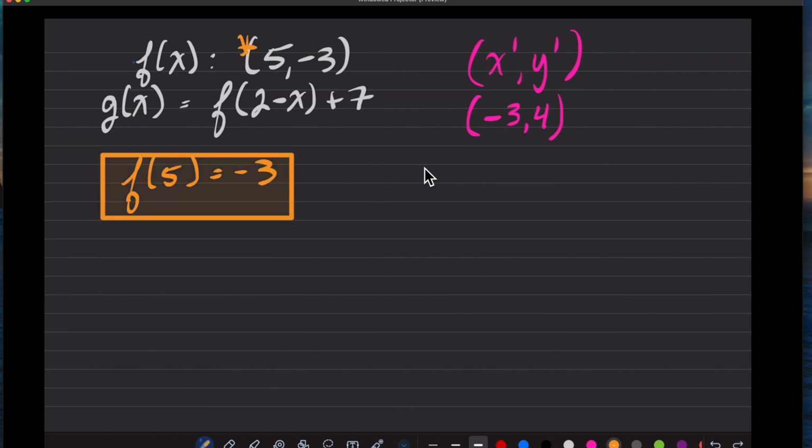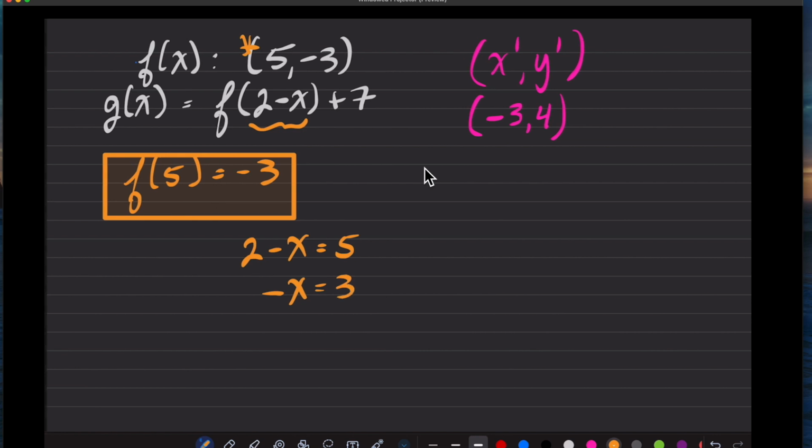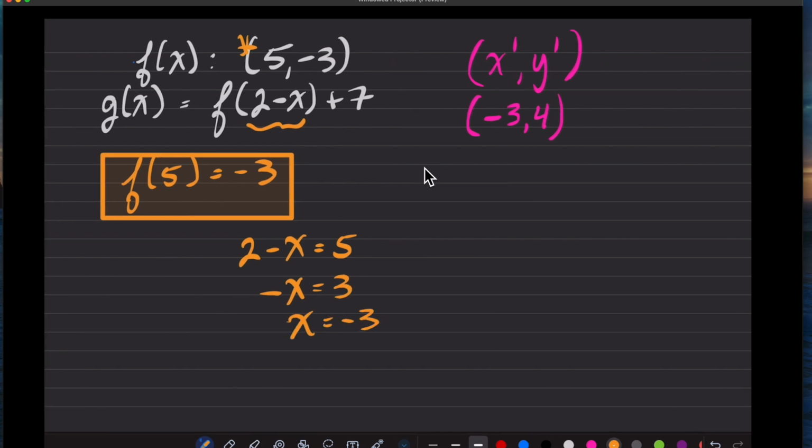Alright, so the first thing we're going to do is we're going to take what's in this parentheses, 2 minus x, and set it to the original x value, which is 5. That's going to give us negative x equals 3, and x equals negative 3. Folks, that is your new x right there.